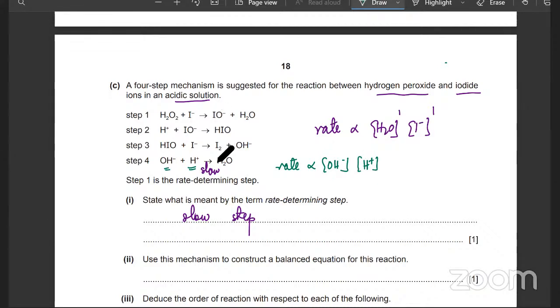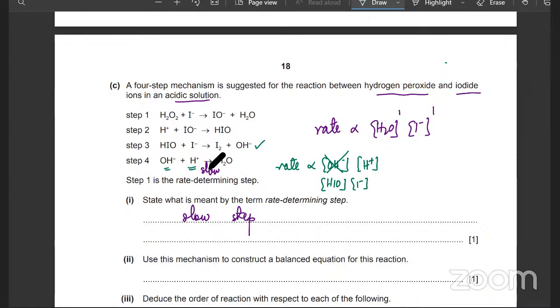But then you have to trace everything back. OH-1 is an intermediate. It's not your initial reactant. It was formed when HIO and I-1 reacted. So the rate indirectly does not depend on OH-1, because OH-1 itself is formed when I-1 and HIO react. So I'm going to replace OH-1 with HIO and I-1. Is this clear?